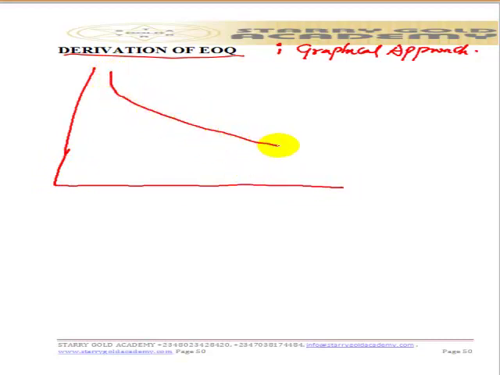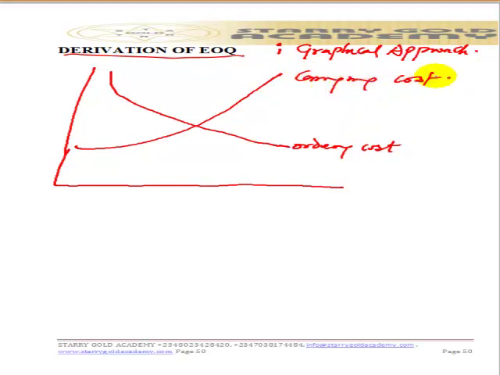Now we have the ordering cost going this way, and we have the carrying cost going this way. And from our explanation, we said the economic order quantity is achieved where the ordering cost and carrying cost of a company equate. So at this point, this is the equilibrium position. At this point, point A is the equilibrium position. That is the point where the quantity at this level and the cost at this level will be minimal. So the company will minimize cost at this level, and whatever quantity that is here is our EOQ, the reorder quantity or economic order quantity.